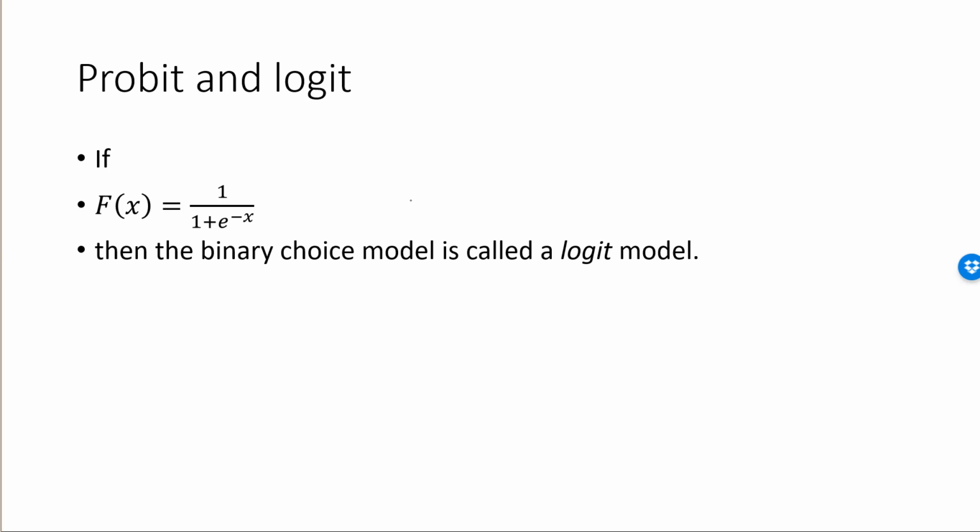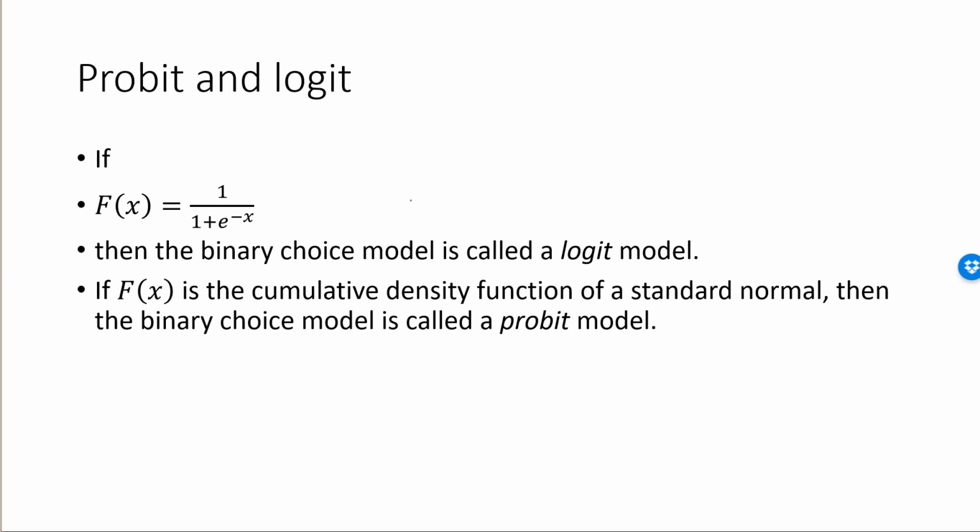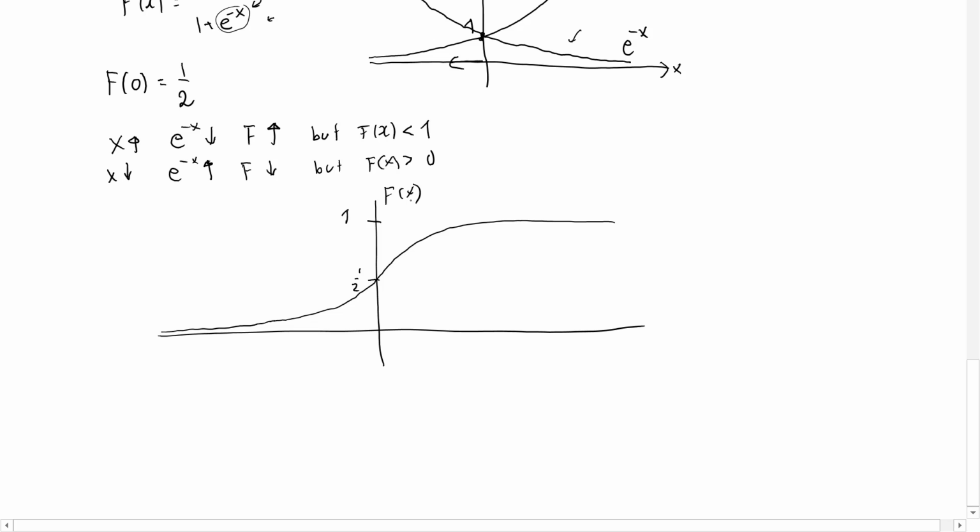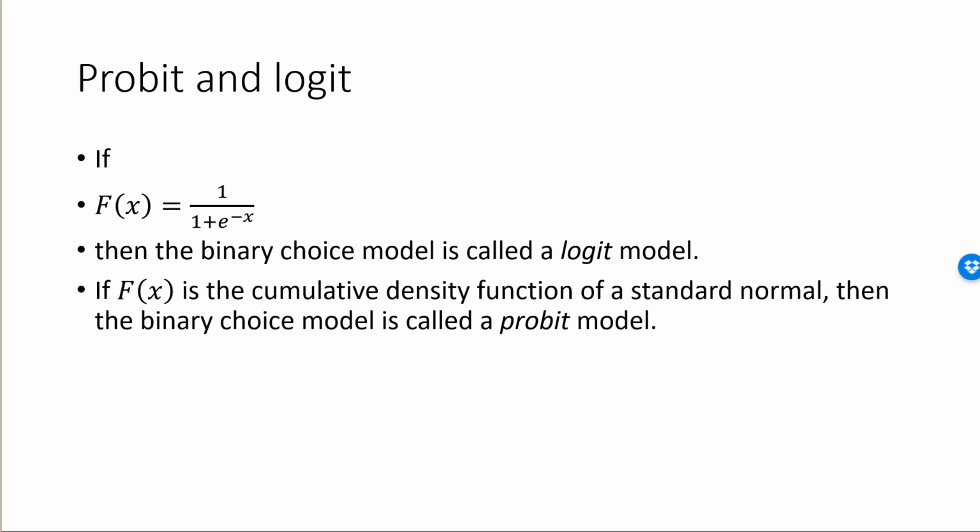Another popular choice of binary choice model is to pick f of x to be the CDF of the standard normal distribution. Now, the CDF cannot be expressed using normal functions, but if you make a plot of it, you'll see that it has a shape that's fairly similar to the logistic one, strictly increasing and always between 0 and 1, and it cuts through the y-axis at 1/2. But they are not the same. That's important to note.